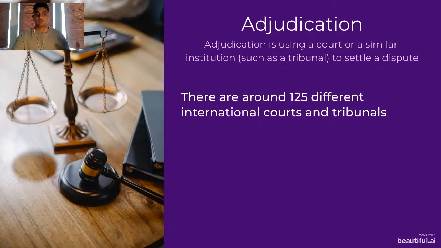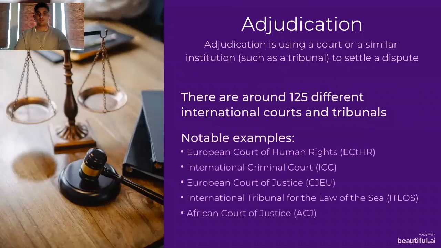Not all of them take on a lot of cases. Some take on 0 cases every year, right? The ones that are the most important are, for example, the European Court of Human Rights. They take on a lot of cases. The International Criminal Court, the ECJ, which is the EU court, the International Tribunal for the Law of the Sea, which takes on cases regarding the law of the sea, on disputes regarding natural resources and seas and oceans and stuff like that. And the African Court of Justice, which is a court that deals with African states, African parties.